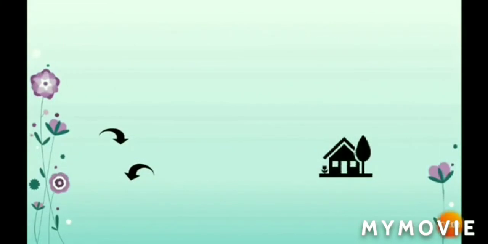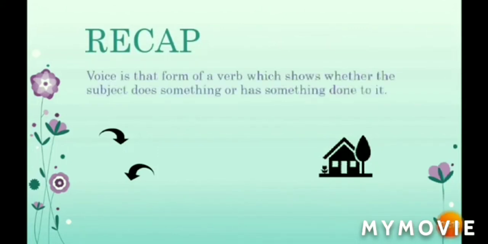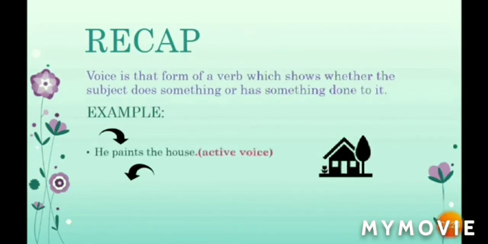Previously, we have done passive voice of indefinite tenses. A quick recap today. Voice is that form of a verb which shows whether the subject does something or has something done to it. Examples. Number 1. He paints the house. It's an active voice sentence as the subject has done something here. Number 2. The house is painted by him. It is passive voice as something has been done to the subject.